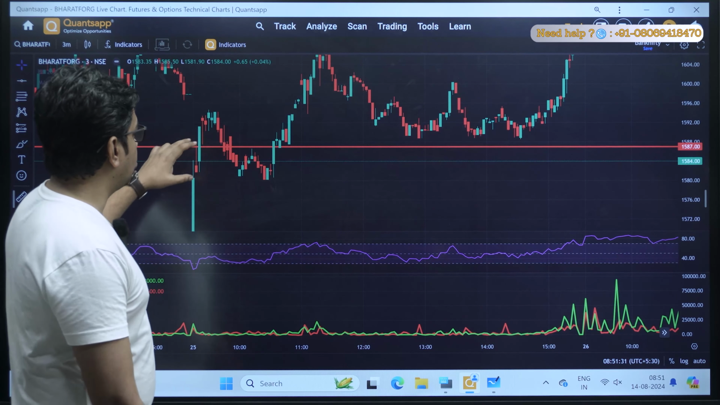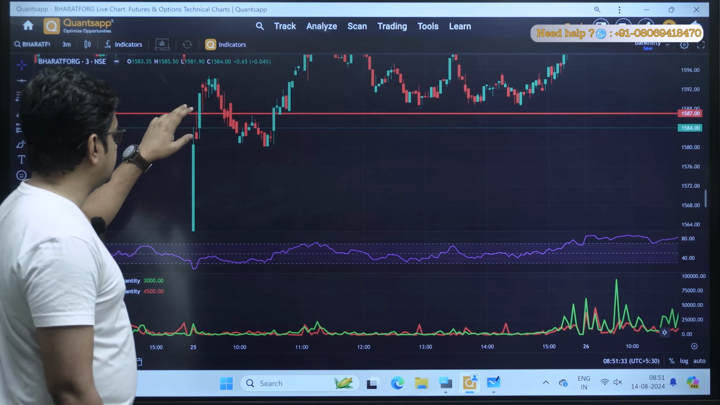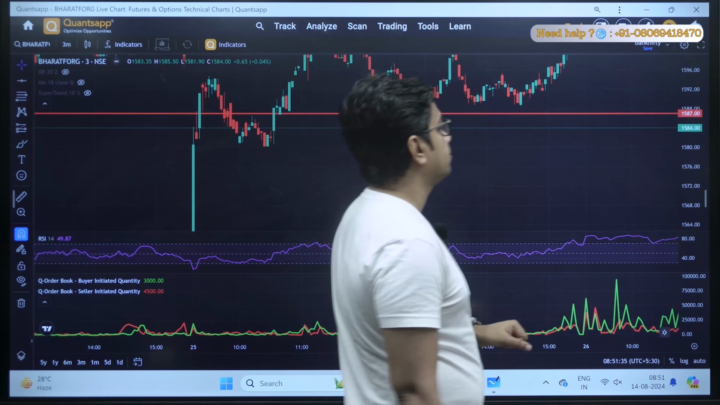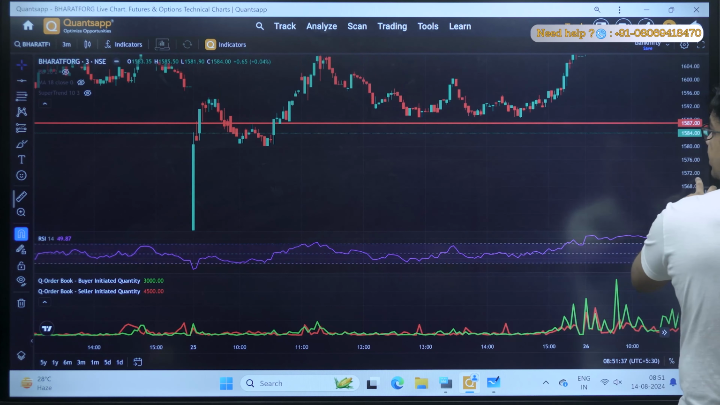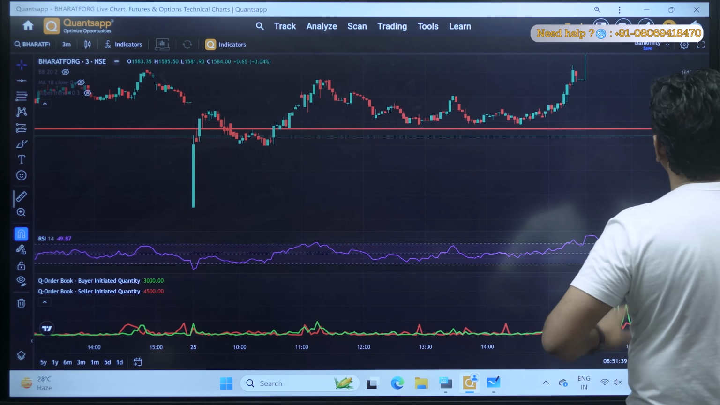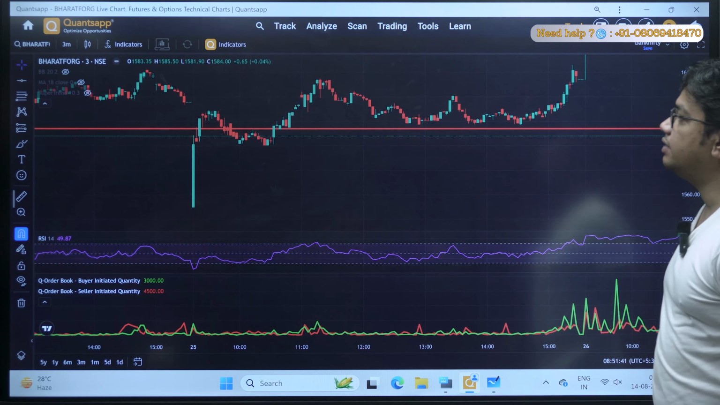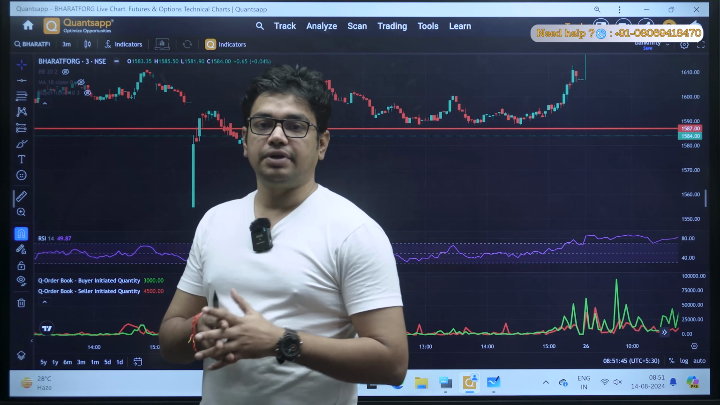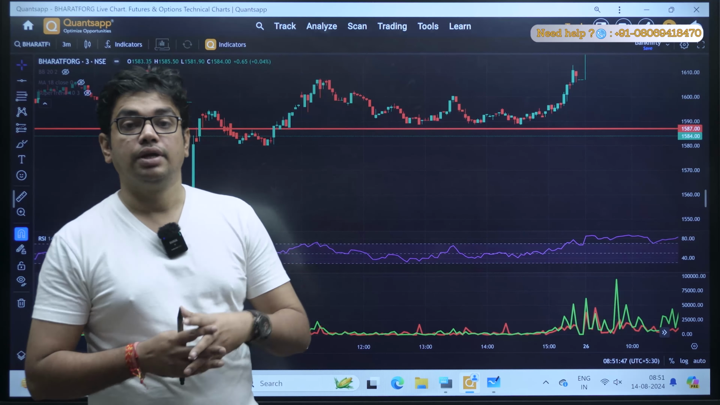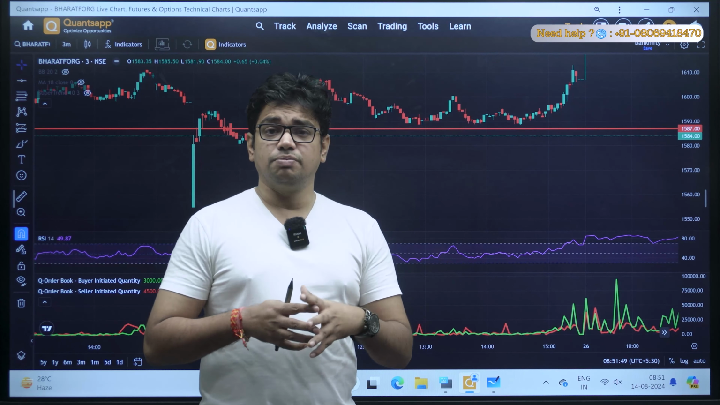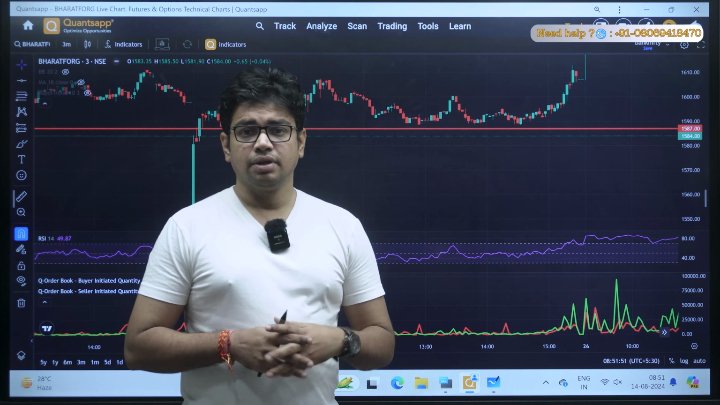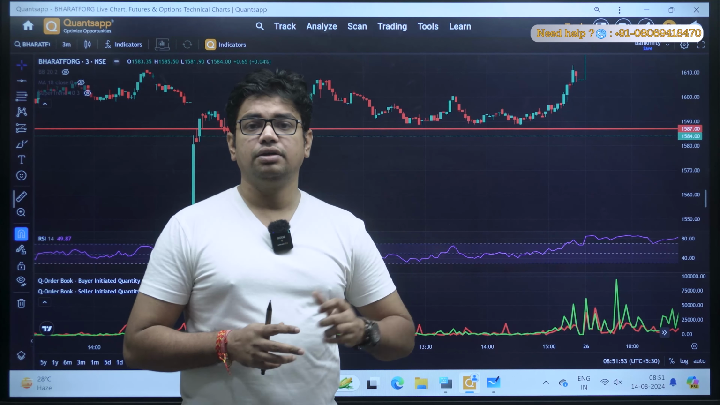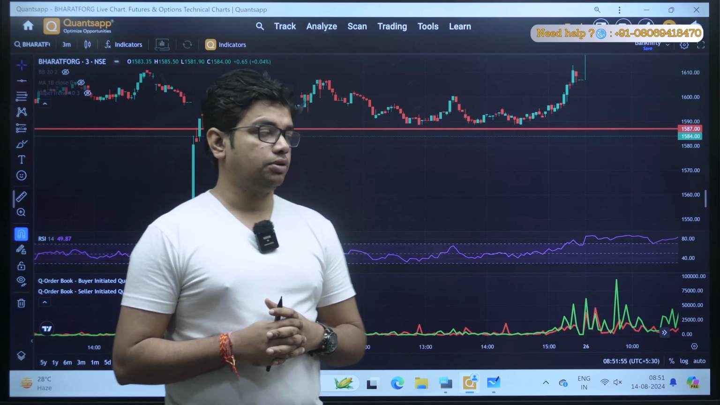Not over here. The reason is that you can see the first candle is very big. My stop loss will be huge, because if I am taking the trade at 1587, my stop loss will be 1550. That means 37 points down, which is more than 2% of the value of the stock price.